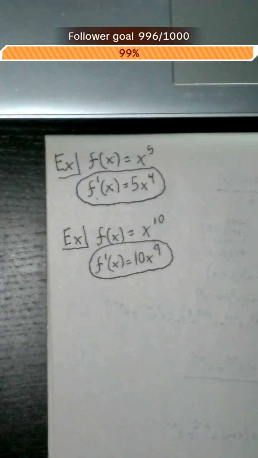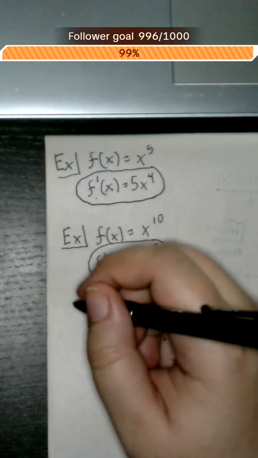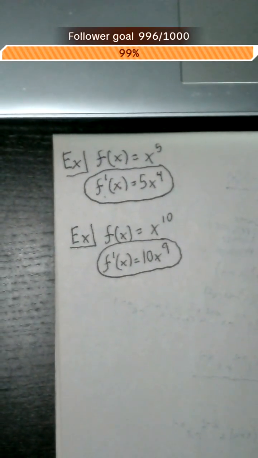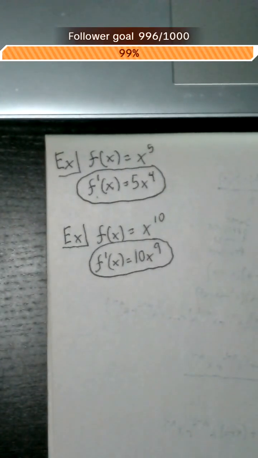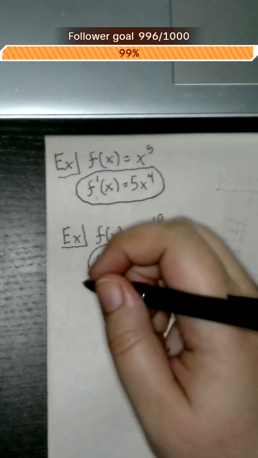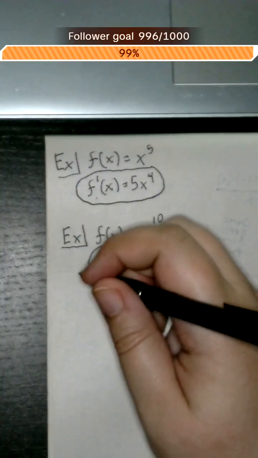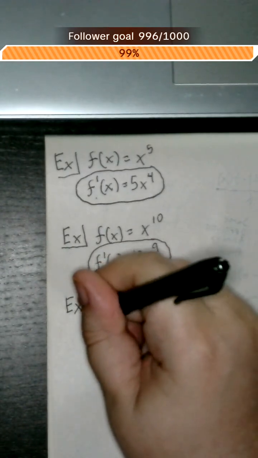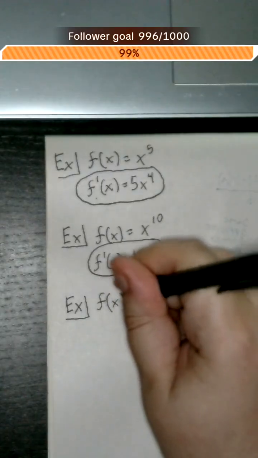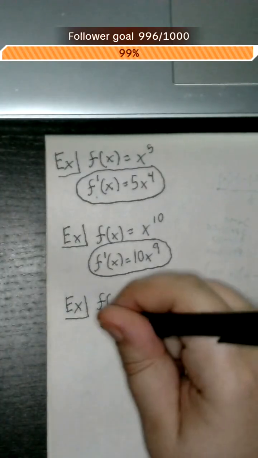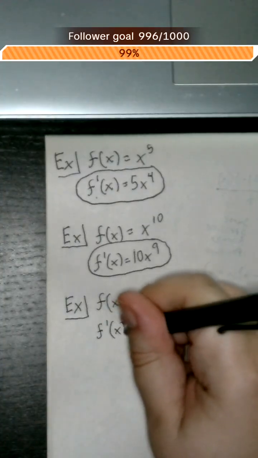Alright. I'm going to show you another one, but this time, the focus is not good on my camera. What if it was a negative power? That's a really good question. Would you like to see? Okay. The next one we'll have is going to be a negative one. So let's say f of x is equal to x to the negative third. What do you think the derivative would be?